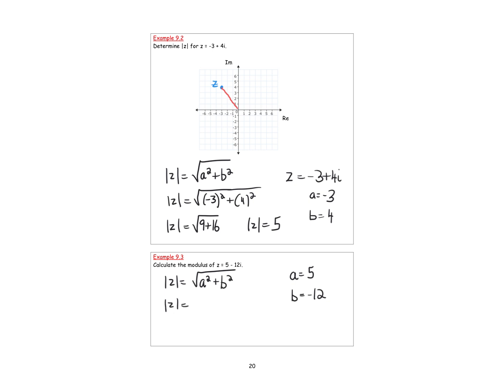Therefore, for this one, we have the square root of 5 squared plus minus 12 squared. That will give us the square root of 25 plus 144, which gives us the square root of 169, which means the modulus is going to be 13. So again, the distance from the origin to the point 5 minus 12i on the Argand diagram is 13 units.